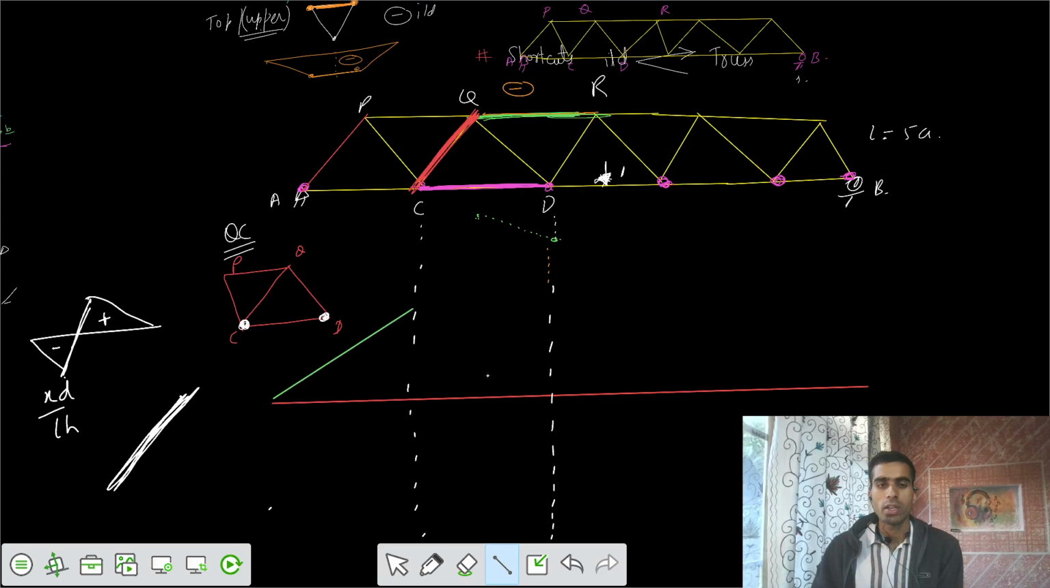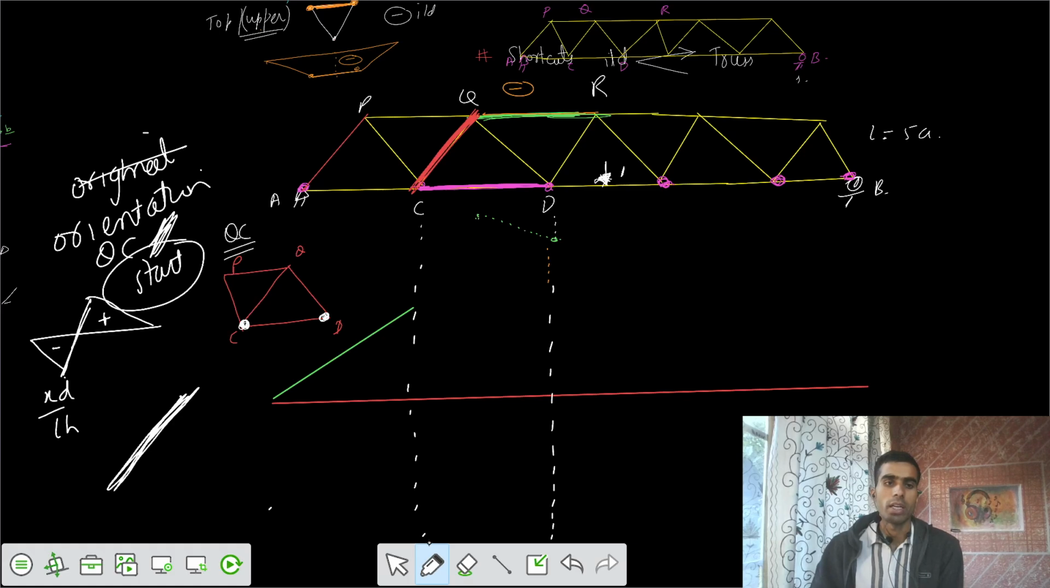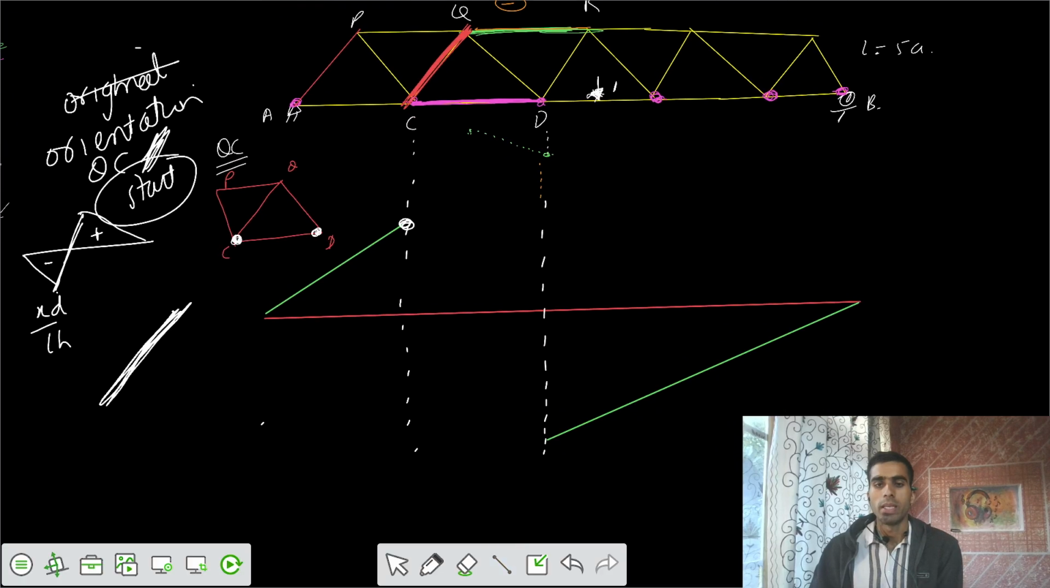Based on the orientation of CD, your diagonal is a function of orientation. QC orientation is in this way, so start it by the same orientation. So this is the direction. Once we got one of the ordinates, the second ordinate would be somewhere here, and then we join it with the point B. So finally these two ordinates are also joined by a straight line. So this is your ILD for the member QC.